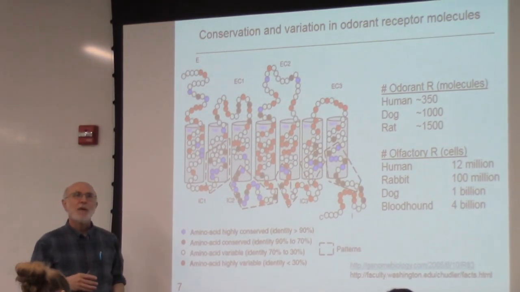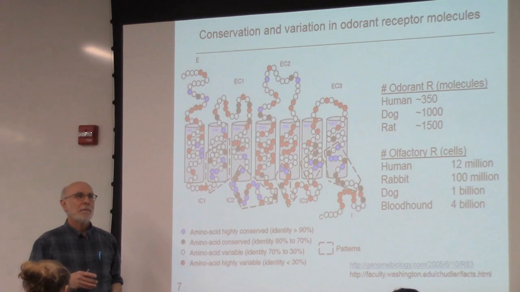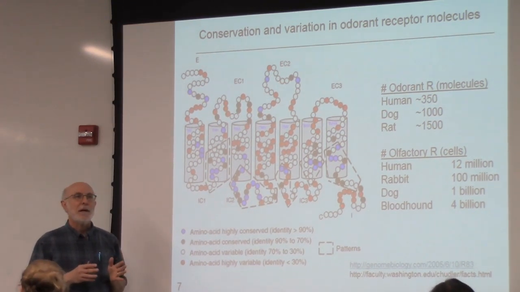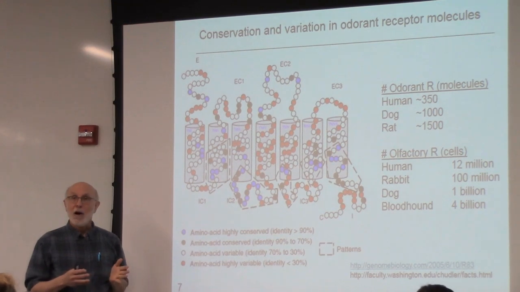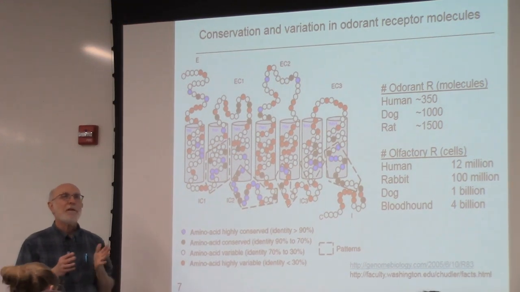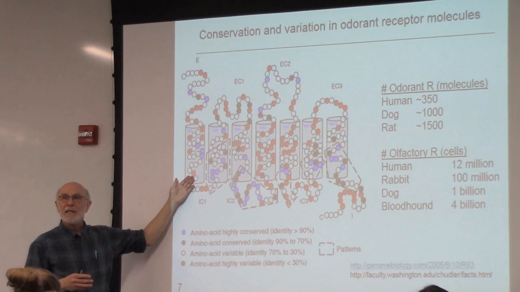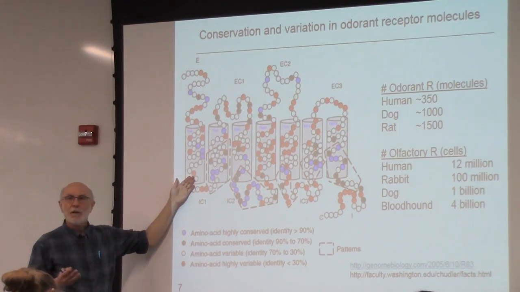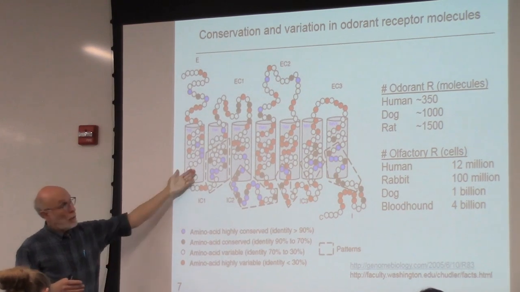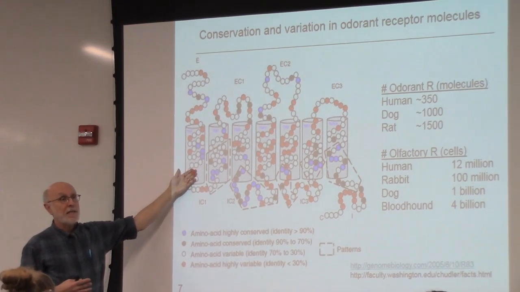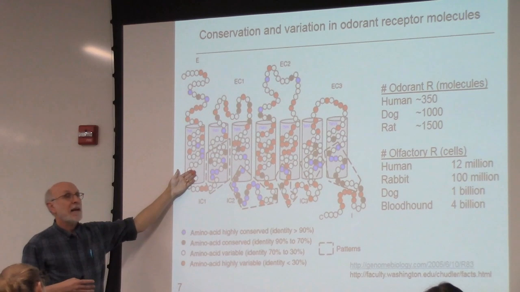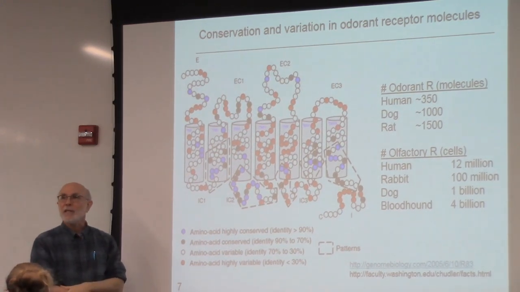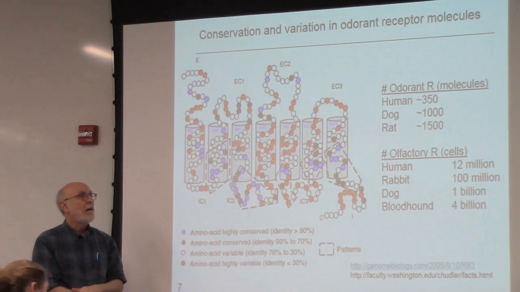This is sort of like the story of the color receptors in the retina, right? The color receptors in the retina are all GPCRs, but they all have a few different amino acids that tune them for different frequencies of light, different colors. Here we have quite a few different amino acid variants, the red ones, that give each receptor its ability to interact with a specific set of odorant molecules.